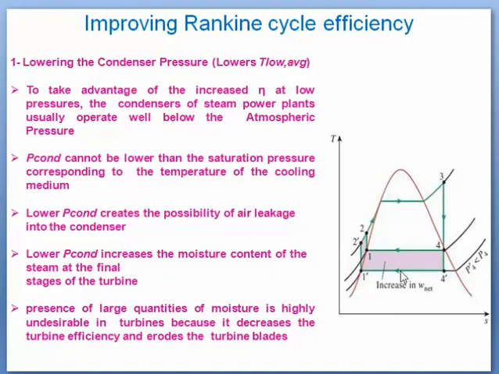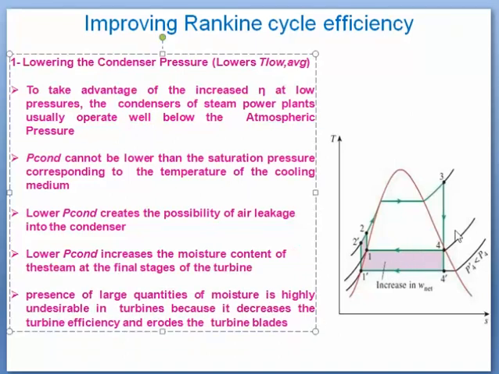At the lower condenser pressure, there is a possibility of ingress of air into the condenser, which will break its vacuum. Here also one thing we can see: in the earlier condition, when the condenser pressure was at P4, the final expansion in turbine was at point 4. The point 4 represents the exit condition or final expansion state of the turbine.